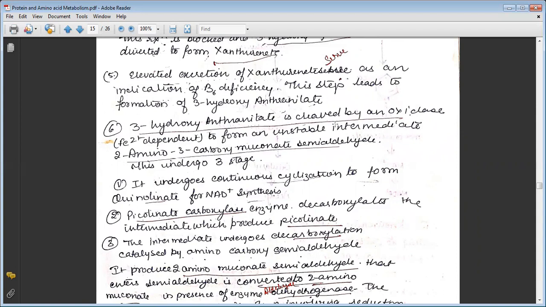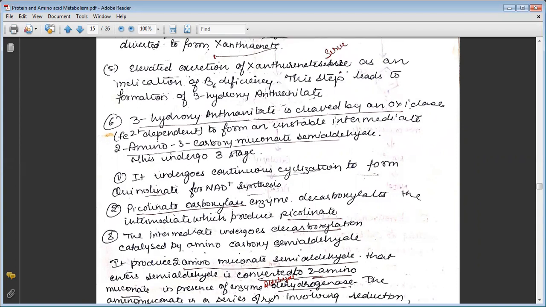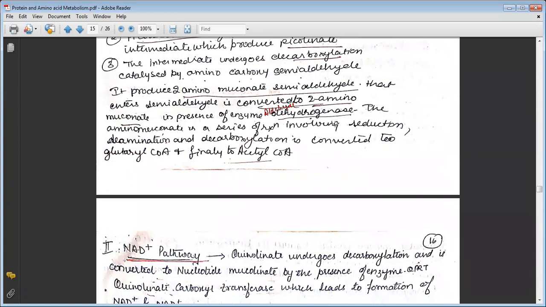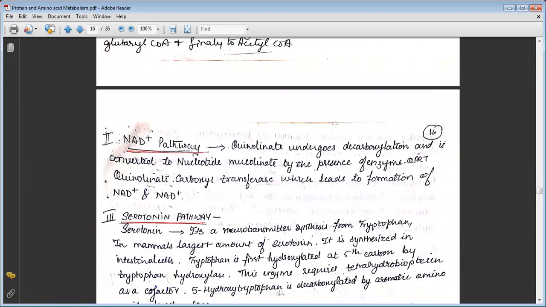That semialdehyde is converted to 2-amino muconate in presence of the enzyme aldehyde dehydrogenase. The aminomuconate, through a series of reactions involving reduction, deamination, and decarboxylation, is converted to glutaryl CoA and finally to acetyl CoA. In the NAD+ pathway, quinolate undergoes decarboxylation and is converted to nicotinate mononucleotide by the enzyme QPRT, quinolinate phosphoribosyl transferase, which leads to formation of NAD+ and NADP+.